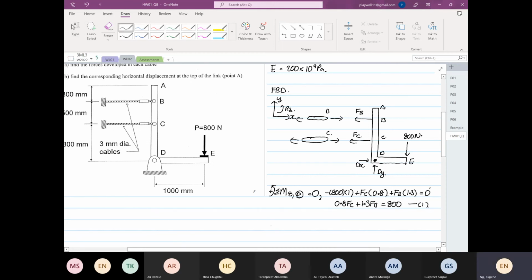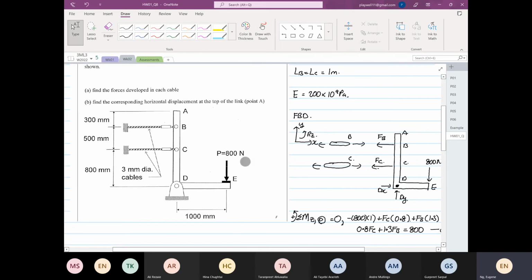So you have positive that's going up. Summation of forces in the y direction is equal to 0. You have minus 800 plus Dy is equal to 0. So you know that Dy is equal to 800 Newton. But this data is useless, yes or no, right? The question asks for what? The forces developed in each cable. It cannot even tell me that value.